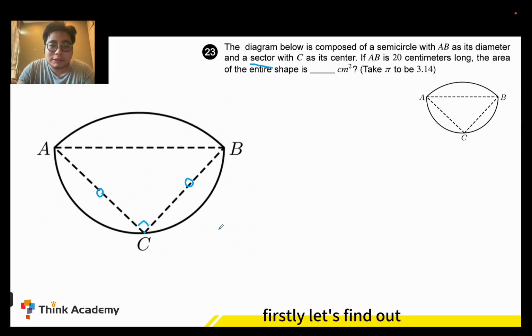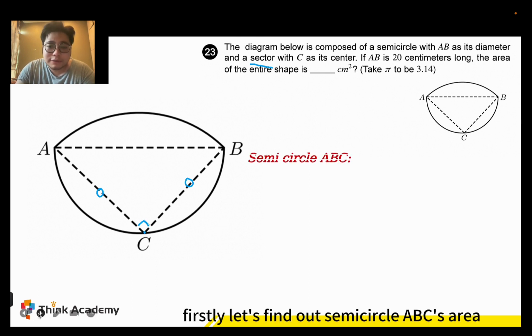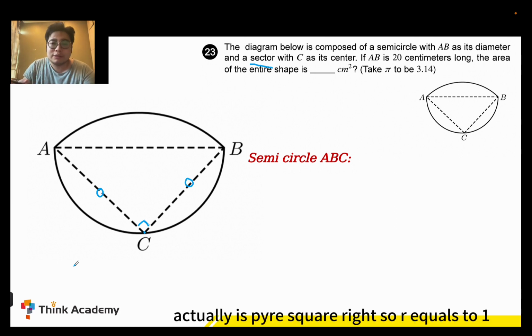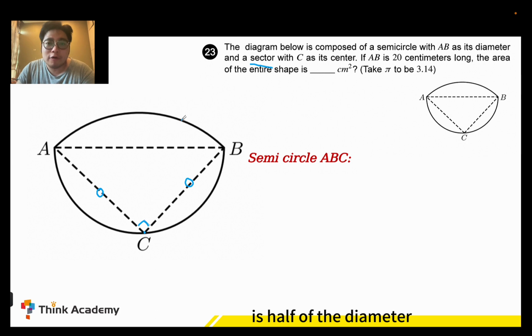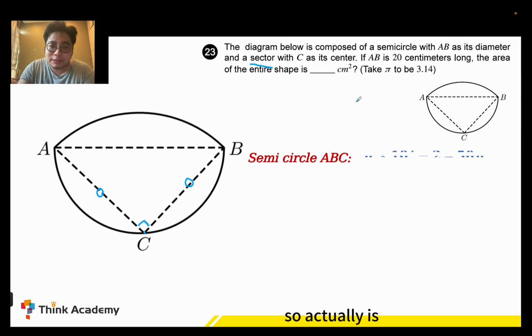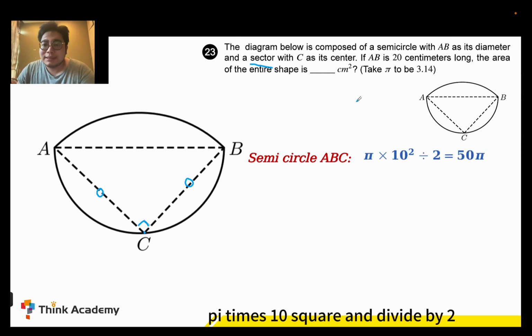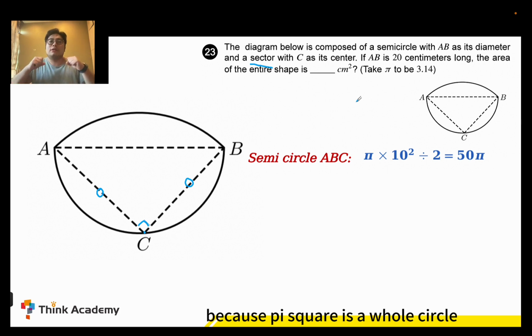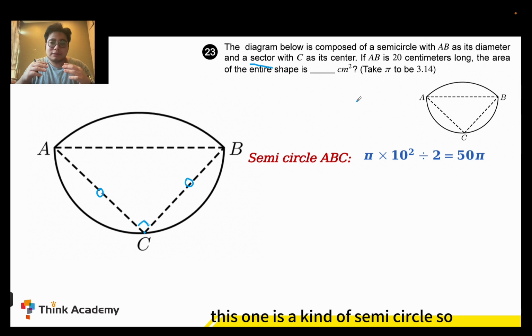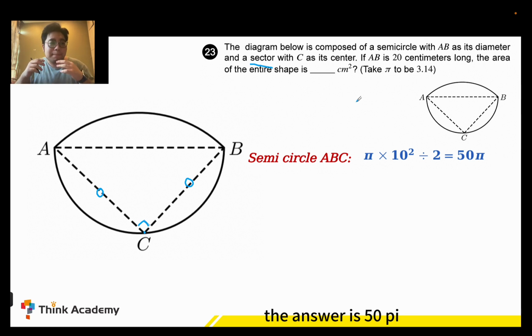Firstly, let's find the area of semicircle ABC. Actually, it's pi r squared, right? So what does r equal? It is half of the diameter. So it is pi times 10 squared divided by 2, because pi r squared is a whole circle and this one is a semicircle. So the answer is 50 pi.